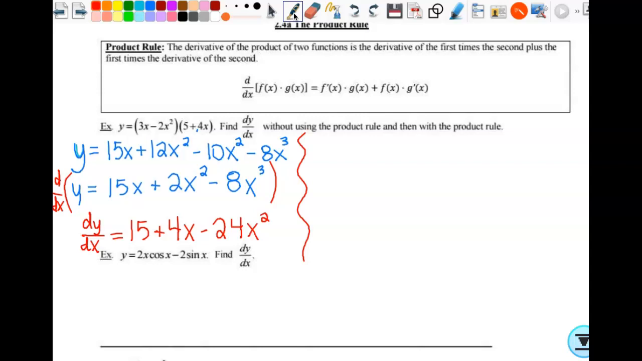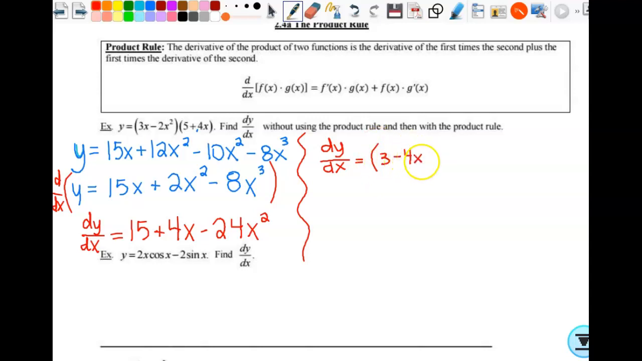We're going to go straight to taking a derivative on this one. So I label it dy dx, the derivative of y with respect to x. We take the derivative of the first. So what is the derivative of this first function?